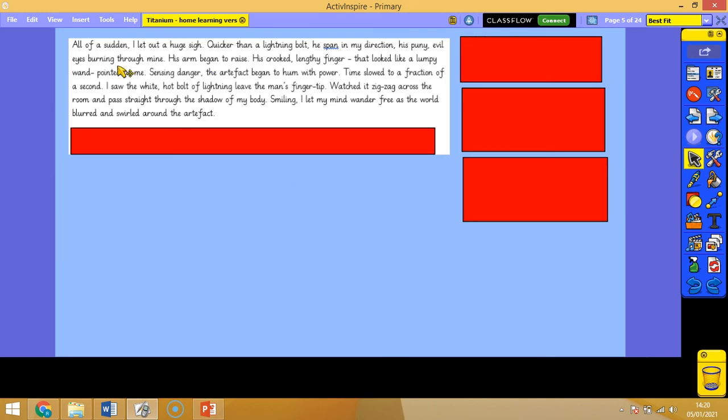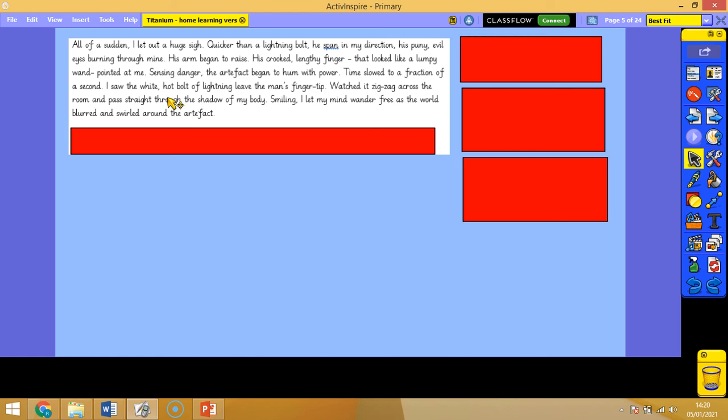All of a sudden, I let out a huge sigh. Quicker than a lightning bolt, he span in my direction, his puny evil eyes burning through mine. His arm began to raise. His crooked, lengthy finger that looked like a lumpy wand pointed at me. Sensing danger, the artifact began to hum with power. Time slowed to a fraction of a second.